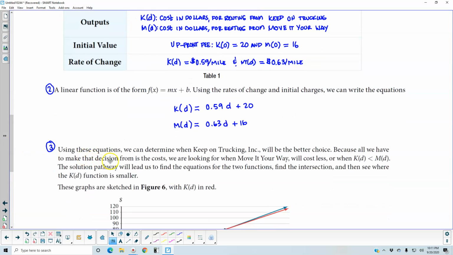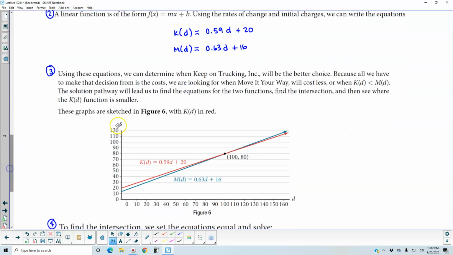Now, using these equations, we can determine when Keep On Trucking Incorporated will be the better choice, because all we have to make that decision from is the costs. We are looking for when Keep On Trucking will cost less, or when K of D is less than M of D. Now, the solution pathway will lead us to find the equations for the two functions, find the intersection, and then see where the K of D function is smaller.